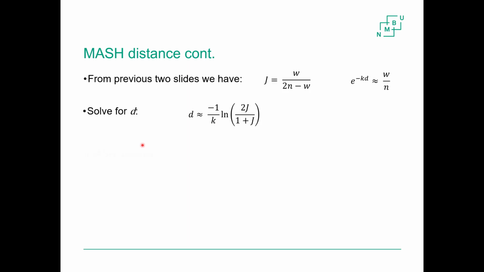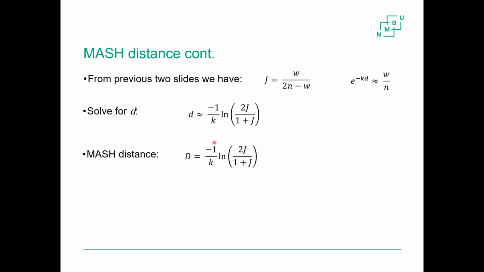And now the MASH distance is defined as actually this right-hand side here. This is the MASH distance. And we can see that it's an approximation to the evolutionary distance, right? But it's not exactly the same thing. But this is an approximation to the raw evolutionary distance.